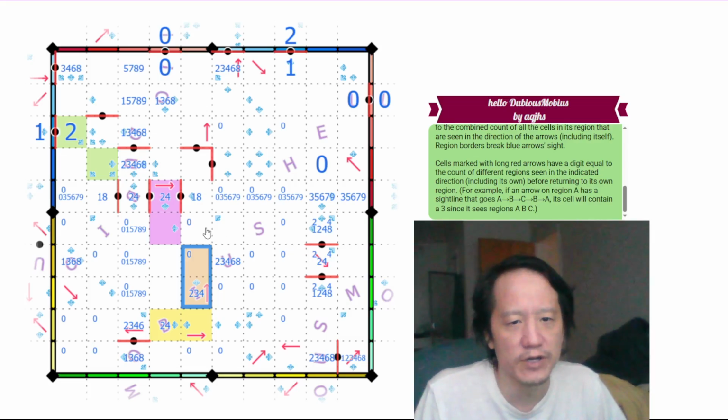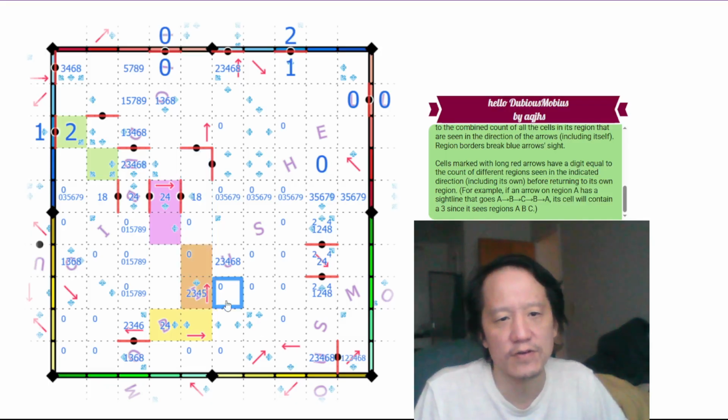But there aren't that many red arrows. There's a lot of blue arrows, which is why I was like, "Oh, okay." Oh, this sees itself, so it could be 5.